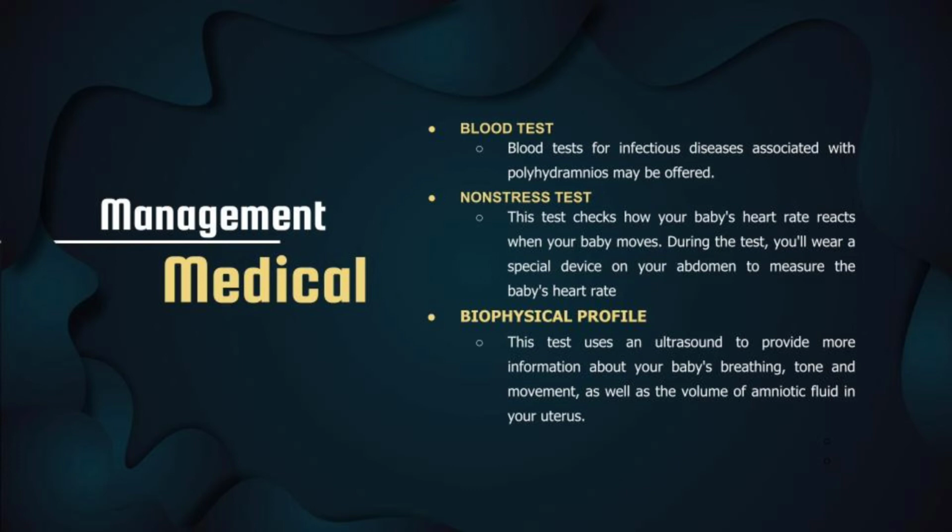Next is for medical. First is blood test. Blood tests for infectious diseases associated with polyhydramnios may be offered. Second, non-stress test. This test checks how your baby's heart rate reacts when your baby moves. During the test, you will wear a special device on your abdomen to measure the baby's heart rate. You may be asked to eat or drink something to make the baby active. A buzzer-like device also may be used to wake the baby and encourage movement.